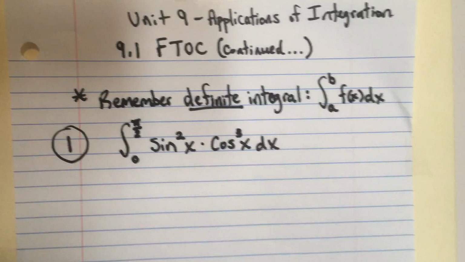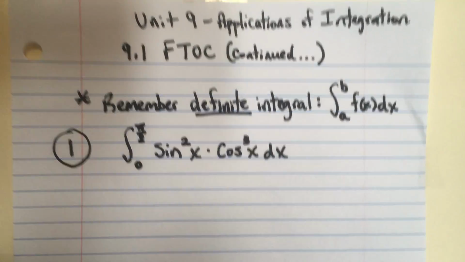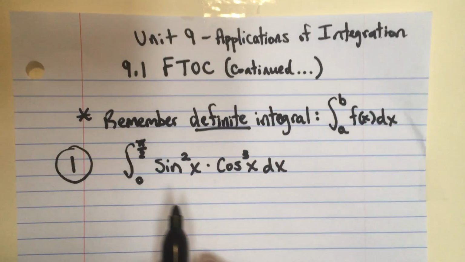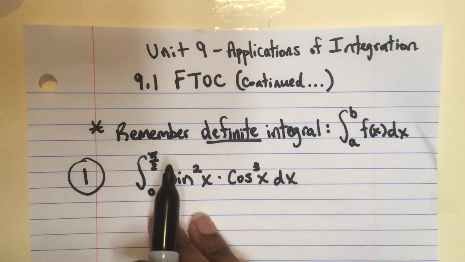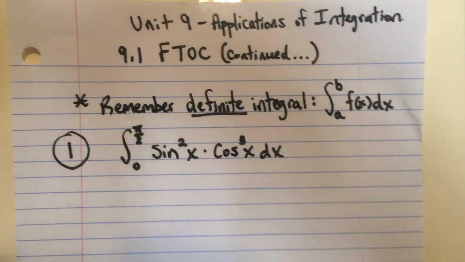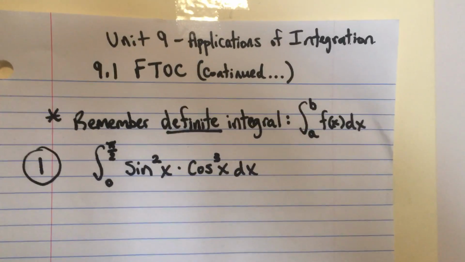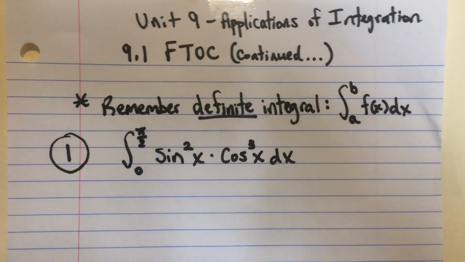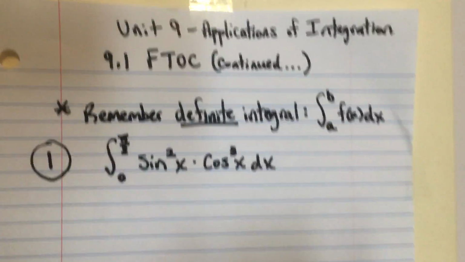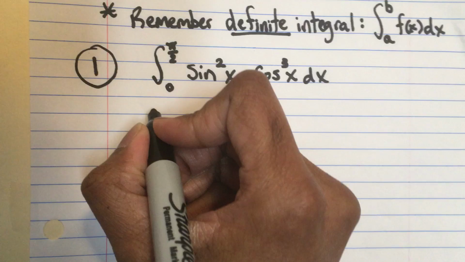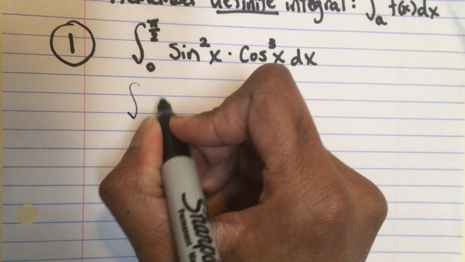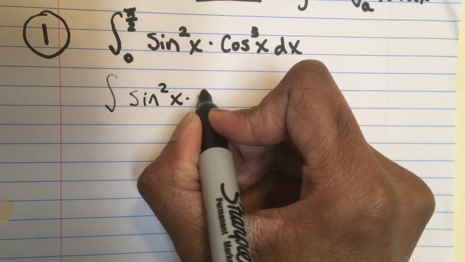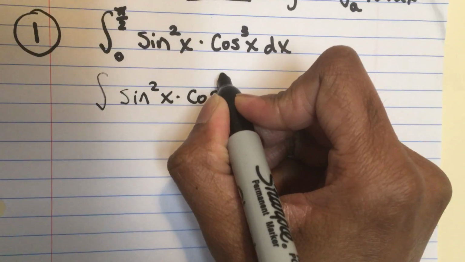So for the first example, we have the integral of sine squared x times cosine cubed x from 0 to pi halves. Notice that we have two trig functions. They're also at higher degrees. So most likely I'm going to be using trig identities. So what I'm going to do is rewrite this integral so it's in terms that we can use for the trig identities.